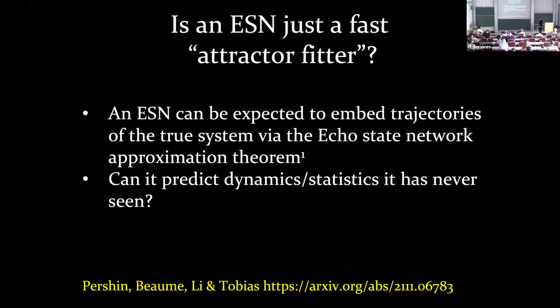Okay, so as I've said here, there's a lot of mathematics which goes on behind these things. There's something called the echo state network approximation theorem, which I can talk to anybody about afterwards, but we can expect one of these things to embed trajectories of the true system via this theorem. But what does that really mean? Can it really predict things that it's never seen?